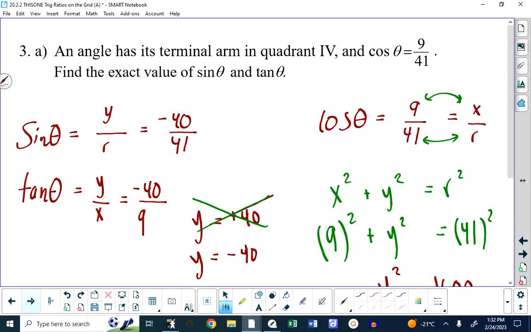And you know, that's kind of that CAST rule, but I think it's better if you just say, well, what does quadrant 4 look like? Oh, that's where y is negative. I think that makes more sense. Rather than going, oh, CAST, oh, that's C, only cosine is positive, so I have to make sure tangent and sine are negative. It doesn't really make sense to me.